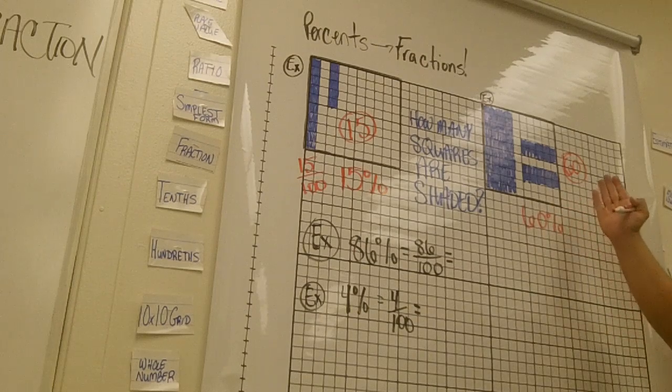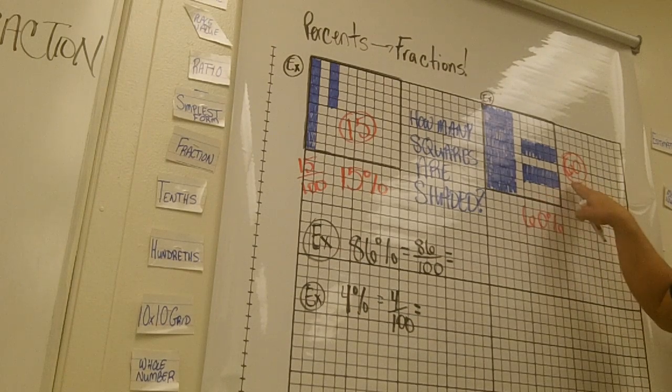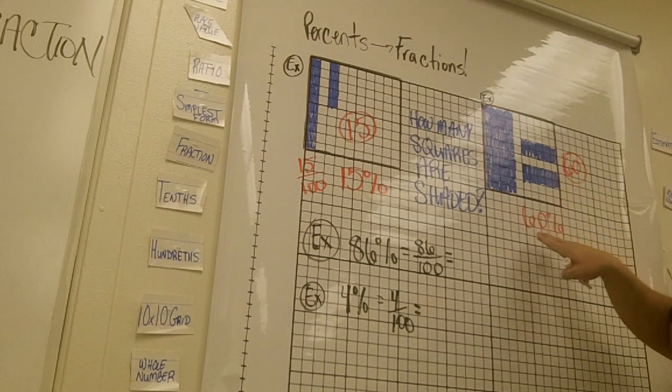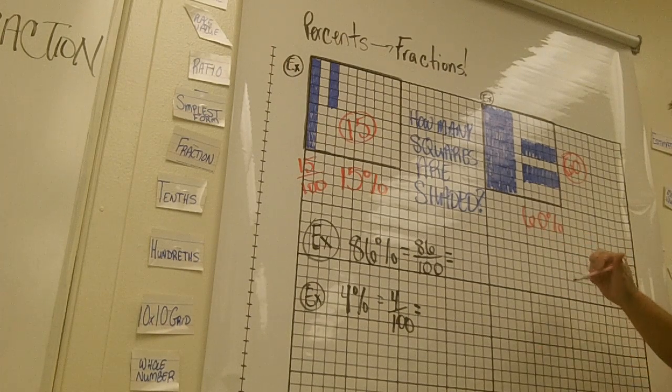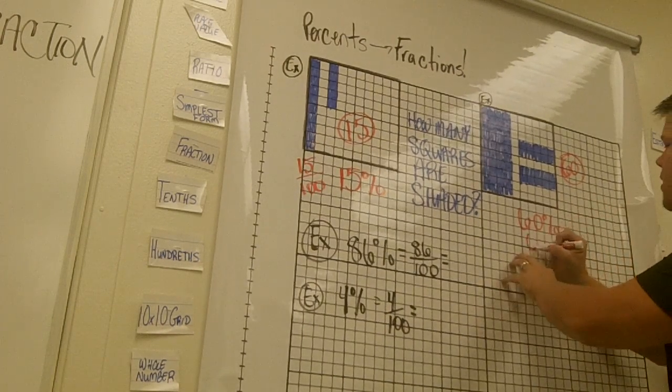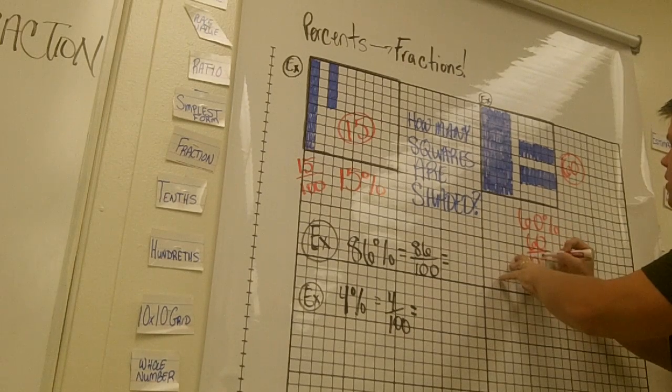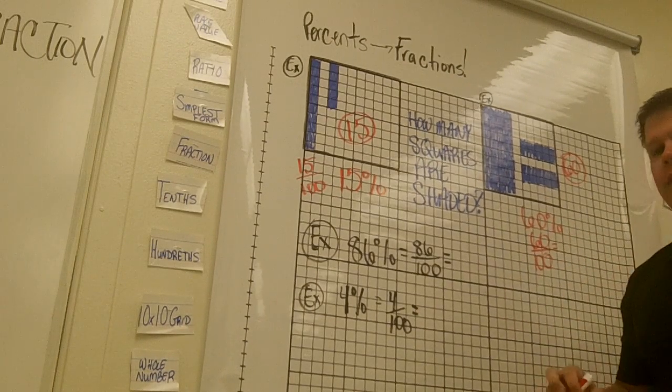Another example here, we have that there are 60 squares shaded in, so 60% of the squares are shaded in. 60 out of 100, something talked about before, and we would write that as 60 over 100. Again, we'll come back to that.